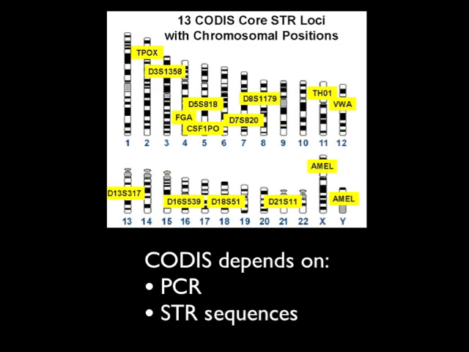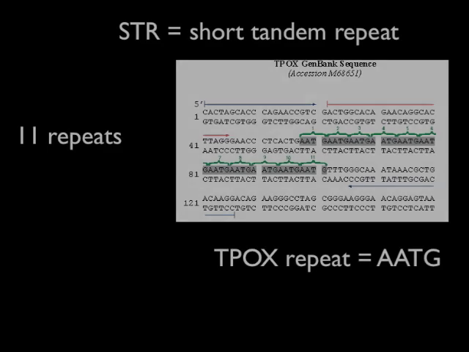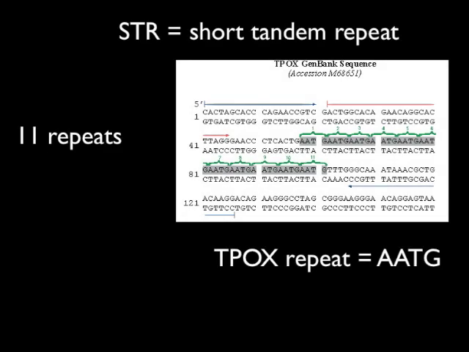On this slide, you see the TPOX GenBank sequence from the published human genome. It shows the short tandem repeat highlighted in gray, as well as the DNA code surrounding the STR. As you can see, the TPOX STR is an AATG repeat. In order to know someone has 11 repeats as shown, we don't sequence the genome and look at the region, which would be an expensive and time-consuming approach.